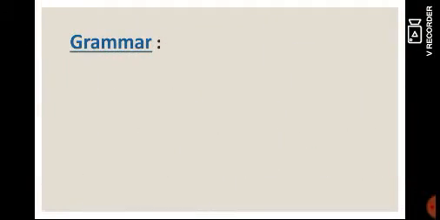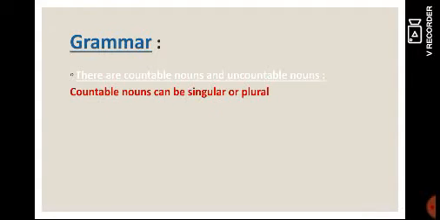Let's move to the grammar of today. There are countable nouns and uncountable nouns. Countable nouns can be singular or plural.